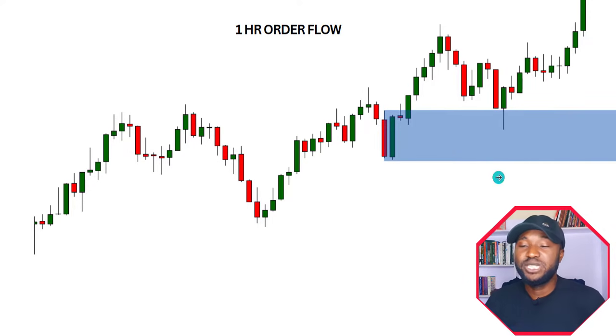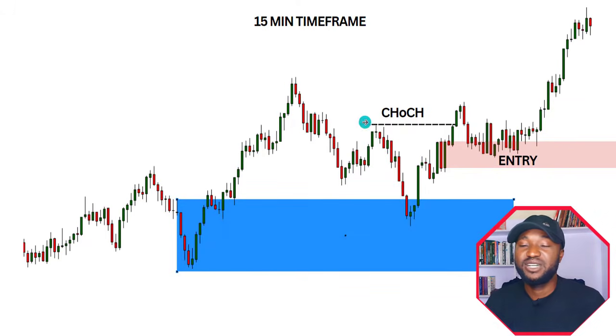The only way to know is when you see a change of character, when we take out the last recent lower high that was created. Look at the lower high that was created here, and then we took it out. Remember, you identify it by mapping the tail, okay? And then we have the body push through it.